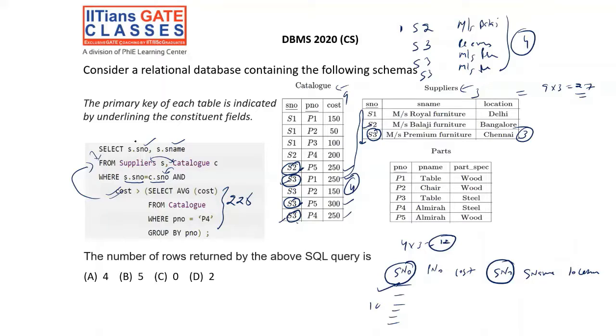So distinct keyword is not there. So all 4 tuples will be selected. Yes, these 3 are duplicates, but distinct keyword is not there. So we have to keep them in the result. So in the result, 4 tuples will be returned by this SQL query. The answer is 4. Okay.